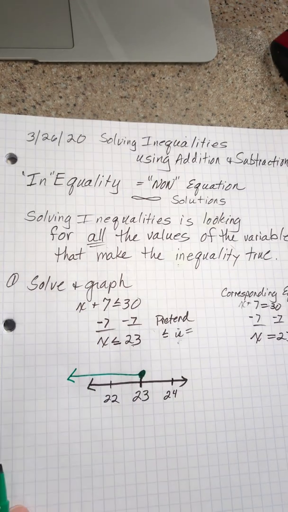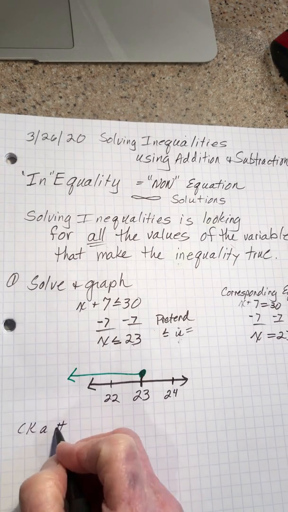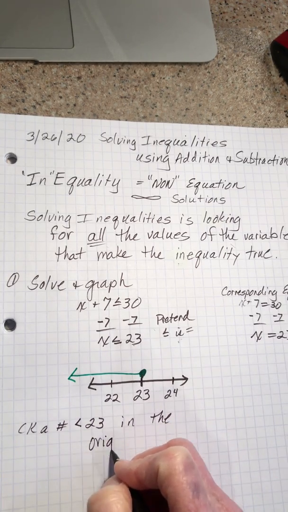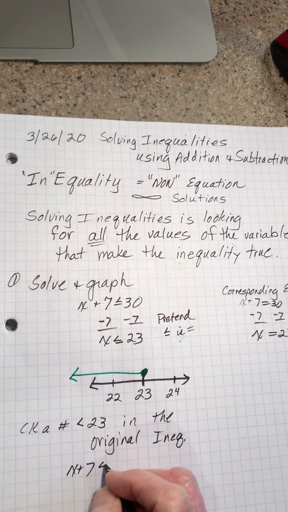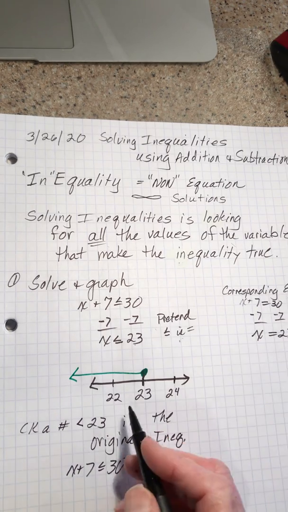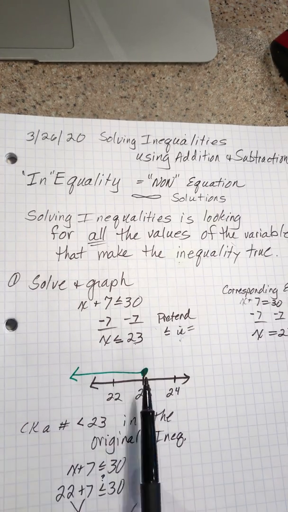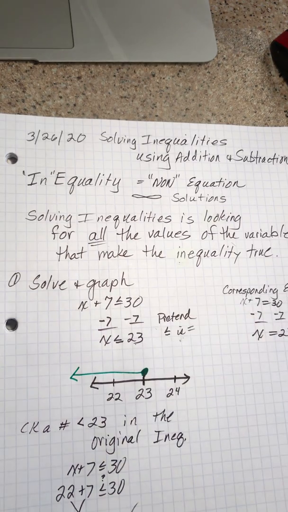Now, how are we going to know if our arrow is going in the right direction? Well, we're going to check a number less than 23 in the original inequality. So the original inequality was x plus 7 is less than or equal to 30. Let's check x is 22. Is 22 plus 7 less than or equal to 30? Well, 29 is less than or equal to 30, so we're good. Let's check 0. 0 is on this number line, on this graph. Let's check 0 in the original inequality. Is 0 plus 7 less than or equal to 30? Yeah, 7 is less than or equal to 30. So that's pretty straightforward and not too difficult.